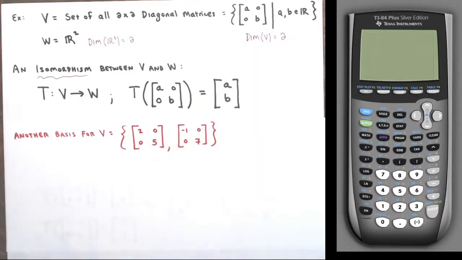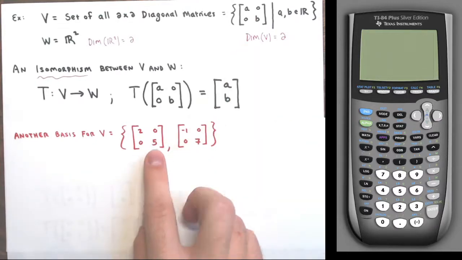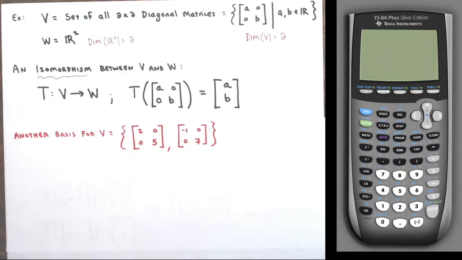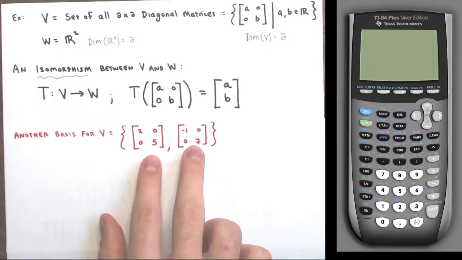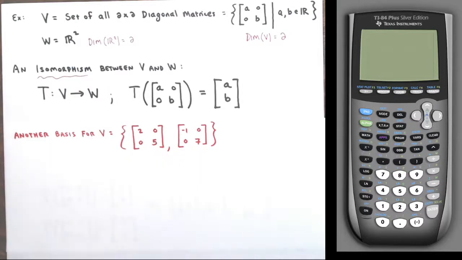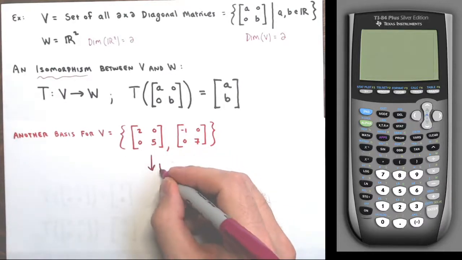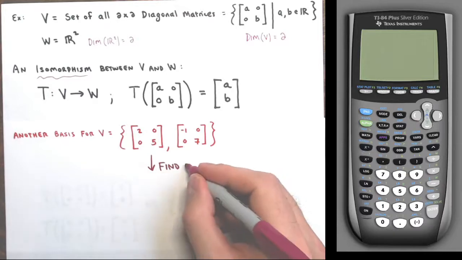So here's another basis for V with the 2 by 2 matrices [2, 0, 0, 5] and [-1, 0, 0, 7]. Again, if I want to find another basis for R2, I just take this basis for V and plug it into my isomorphism, and it should give me a basis for the codomain, a basis for R2. All right, so let's do that. Let's find the images of these basis vectors.